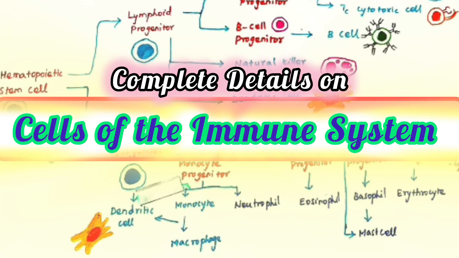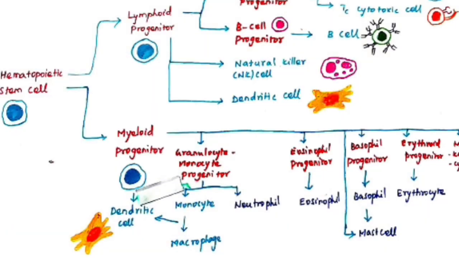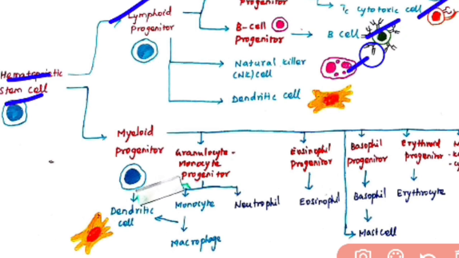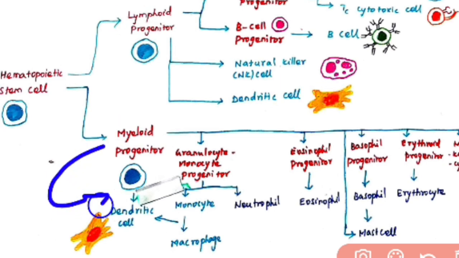In this video we are going to see in detail about the cells which arise from the myeloid progenitors. In the last video we saw in detail what a stem cell and a hematopoietic stem cell are, and the cells which arise from the lymphoid progenitor. That is, we saw in detail about T helper cell, cytotoxic T cell, B cell and natural killer cells. Dendritic cells we will see in this video, because dendritic cells arise from both lymphoid progenitor and myeloid progenitor. So I cover dendritic cells in this video.